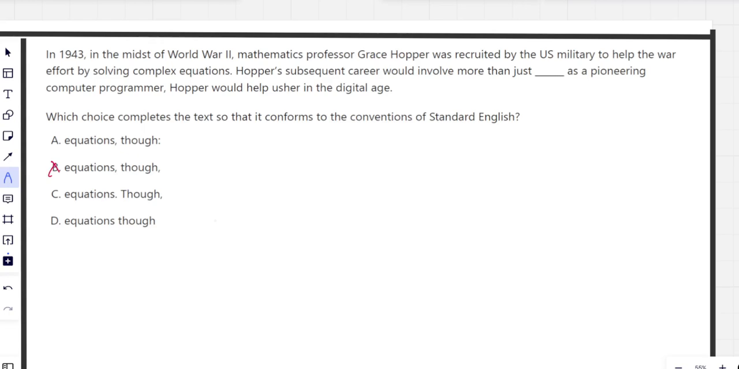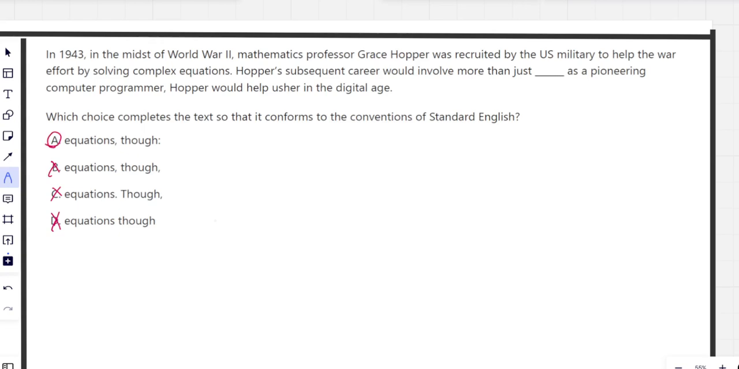More than just equations, period, though, comma. I think it doesn't make sense to have a full stop right there. Though, as a pioneering computer programmer, wouldn't really be a good way to start off this sentence. More than just equations, though, as a pioneering. And D just doesn't work because we need some kind of punctuation here to set aside these two ideas. So yeah, actually I will go with A for this one.